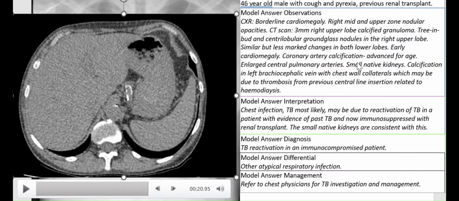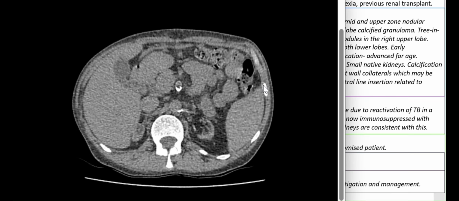Next finding is small native kidneys. So as you can see here, the native kidneys are very small. Along with the history of renal transplant, that's why the native kidneys are not functioning and very small.